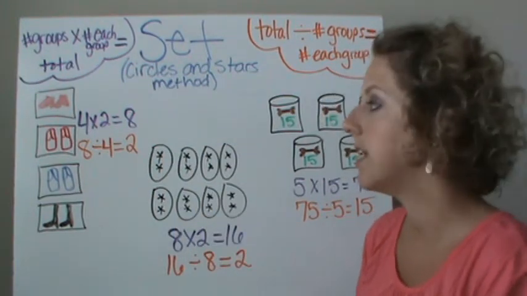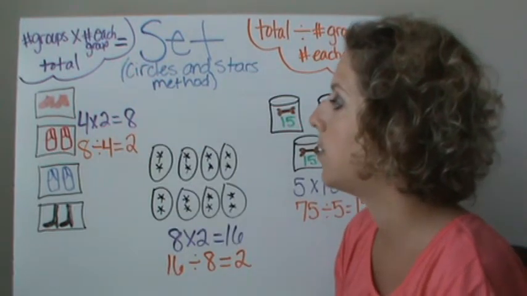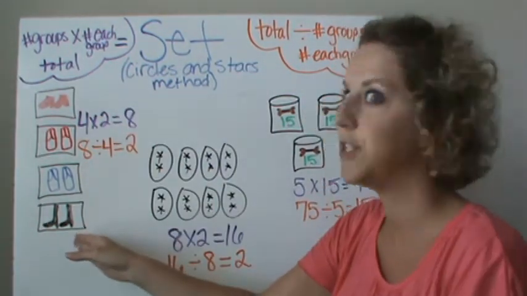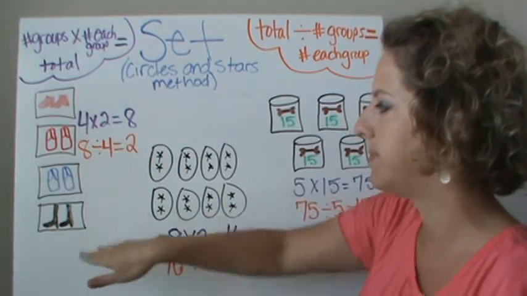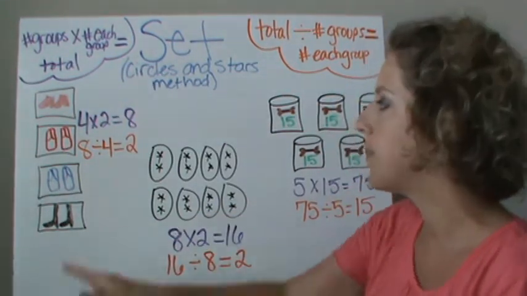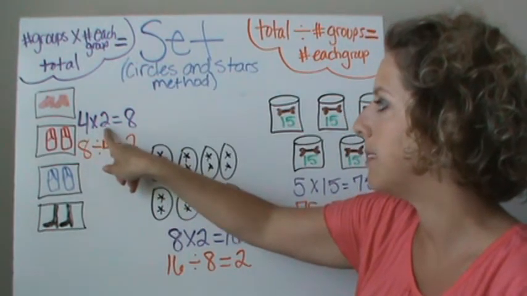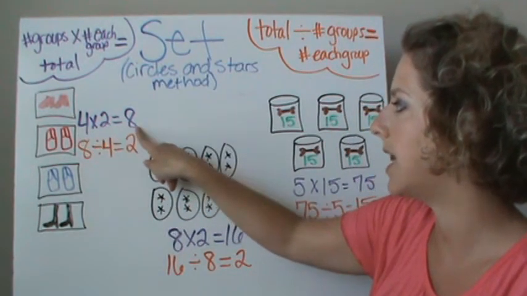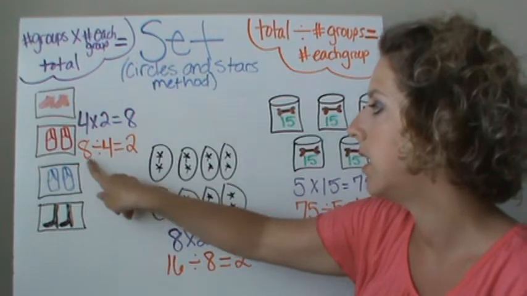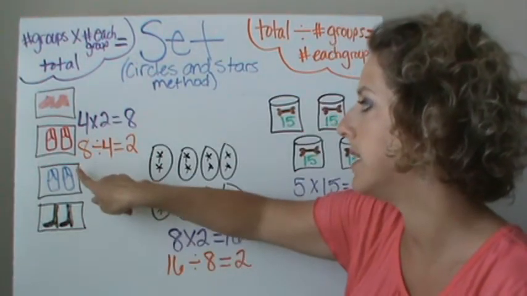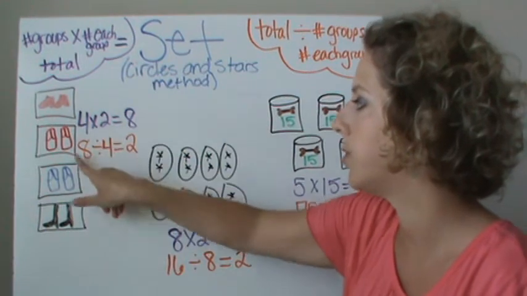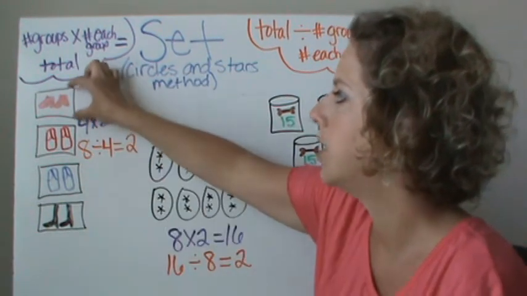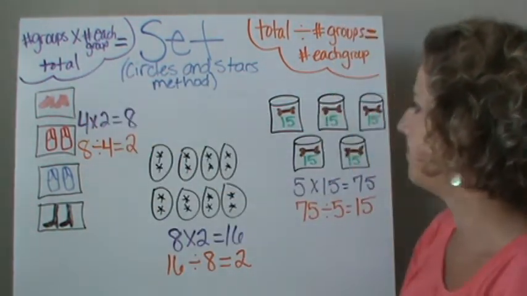Well, what about if we had a real life example? I have 4 boxes of shoes. I have a pair of high heels, a couple of flip-flops, and a pair of boots. So we have 4 groups times 2 in each group is equal to 8 total pieces, or 8 total shoes divided by 4 groups is equal to 2 inside of each group.